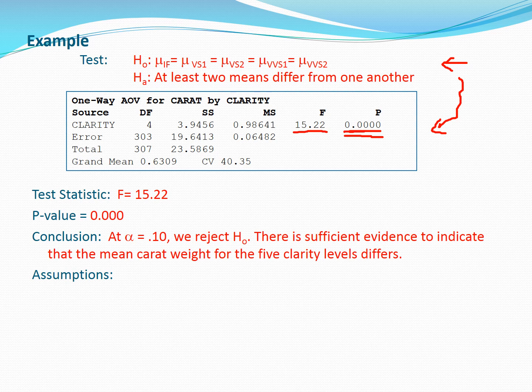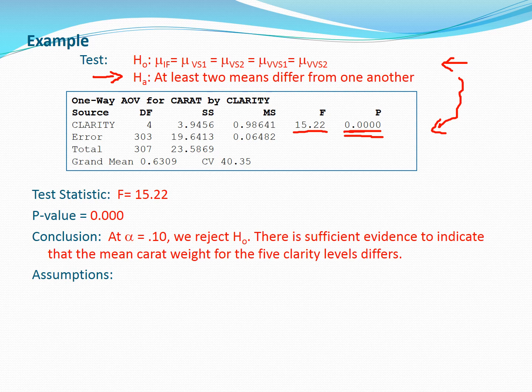I'm going to come up here and take a look. When I reject the null, I'm saying that at least 2 means differ, but look at the way I'm saying it. There is sufficient evidence to indicate that the mean carat weight, that's the response variable, right? The mean carat weight for the 5 clarity levels differs. I'm not saying they're all different. I'm saying at least 2 of them. There are differences out there.